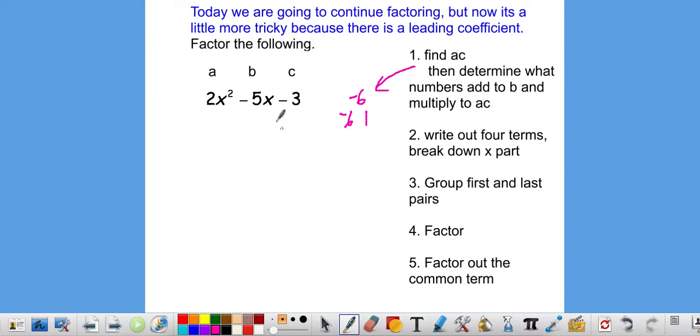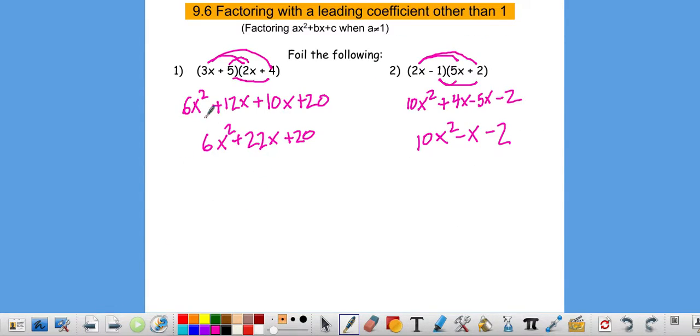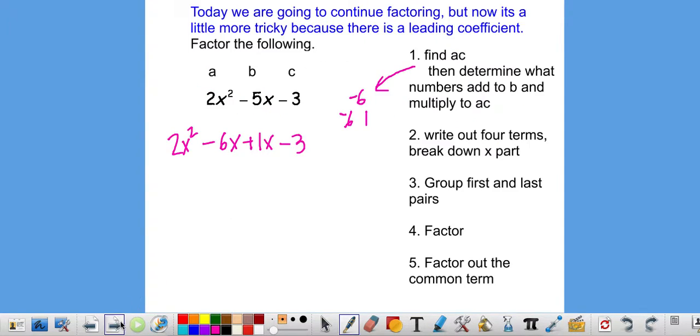So now this is the cool part. What we're going to do now is break up negative 5x into these two pieces. So you have 2x squared minus 6x plus 1x. I'm going to put the 1 there just so we know what it is, minus 3. We're allowed to do that because negative 5x is the exact same thing as negative 6x plus 1x. In a way, this is the exact same place that we were here with 4 terms, where we broke this down. Remember, we're just working in reverse.